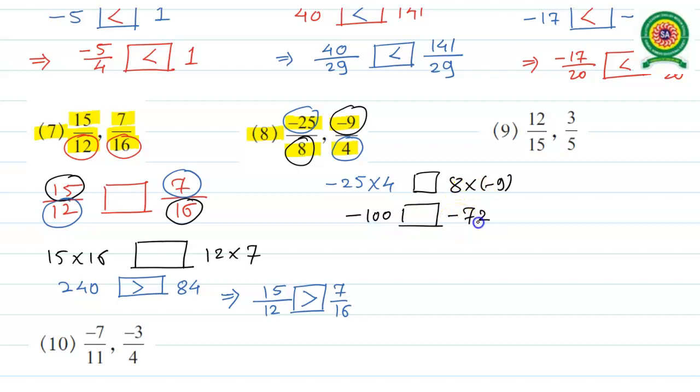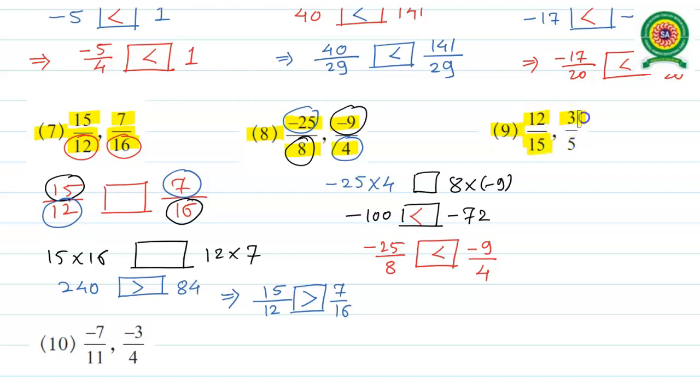Now with negative integers, whatever number looks like the least one is actually the greatest one due to the negative sign. Or we can say that minus of 72 is closer to 0 as compared to minus of 100. That's why minus of 72 is greater than minus of 100. That means our first rational, minus of 25 divided by 8, is less than the second rational, minus of 9 divided by 4. Now look at the next sub question number 9.